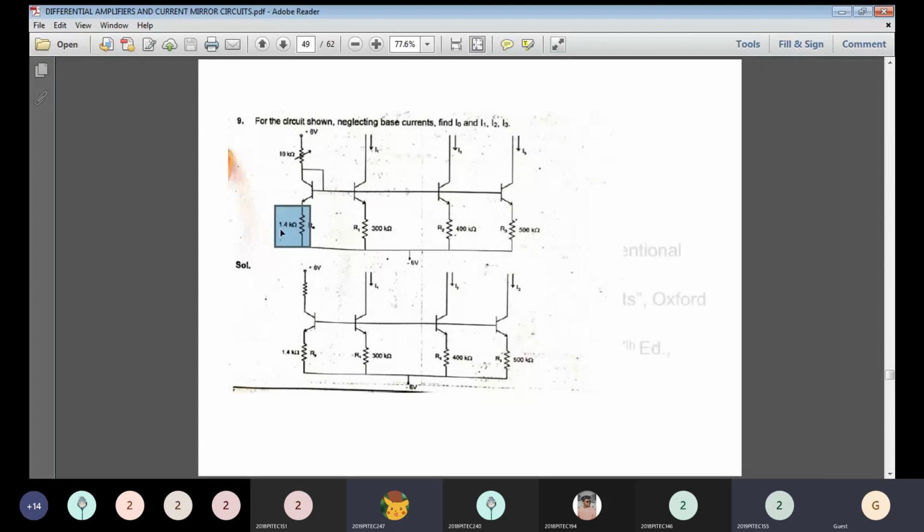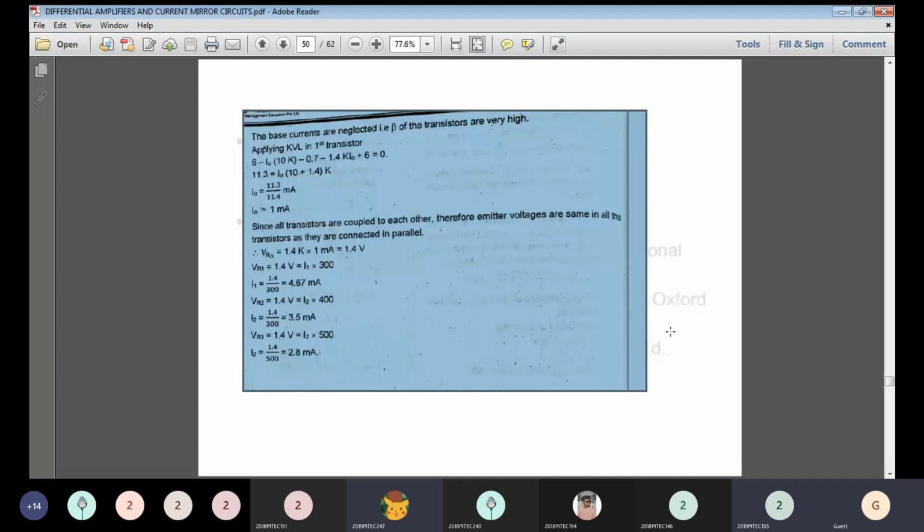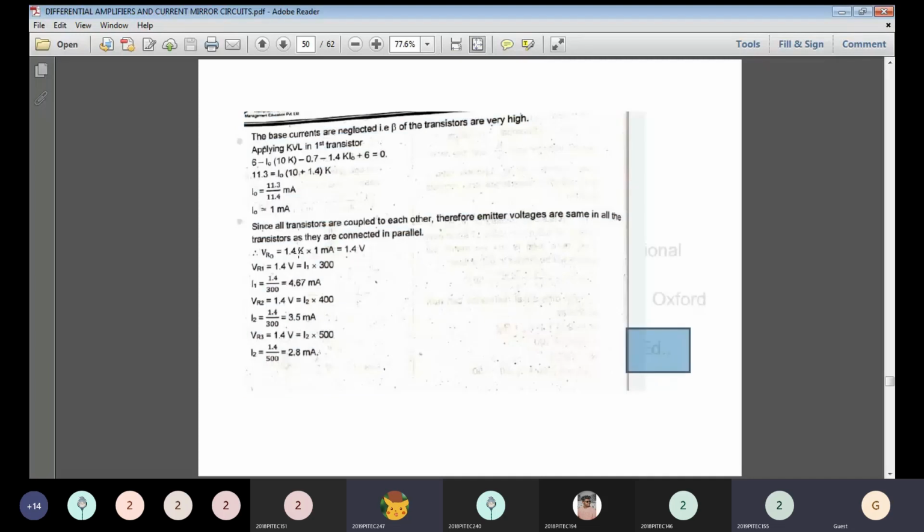What is the value of voltage? In the previous step, we calculated the value of I0, so you substitute it here. The overall value of VR0 is equal to I into R, by Ohm's law. For the current, in the previous step we calculated 1 milliamp, and with 1.4K the value is 1.4 volts.